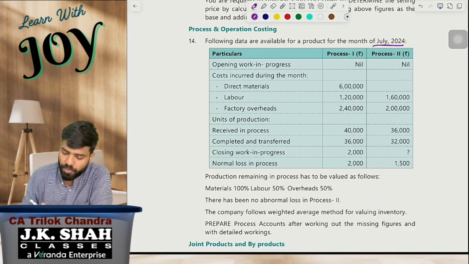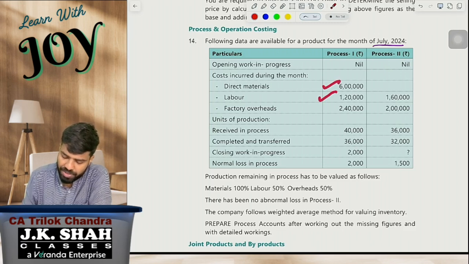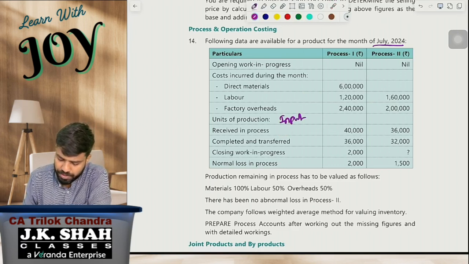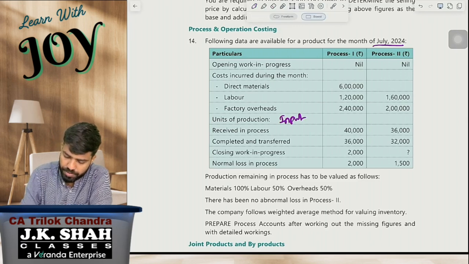Opening work in progress nil. Cost incurred during the month: material 6 lakh rupees, labor 1,20,000, factory overheads 2,40,000. Everything will be debited to the process account. Units received in process 40,000, nothing but input. This is the material input.